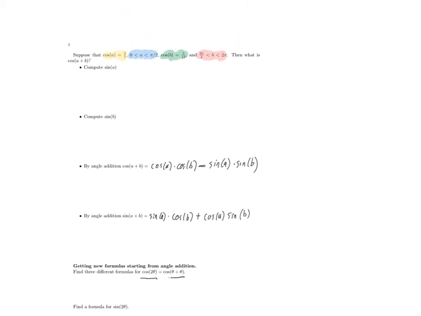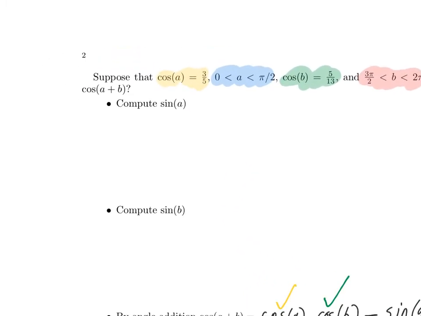Let's just go ahead and look at what we have. Cosine of A we know. Cosine of B we know. Sine of A we need to know if we want to use this formula or that formula. Sine of B we need to know also. So let's go ahead and compute those. We have a strategy though. We already know how to compute sine of A if we know cosine of A.